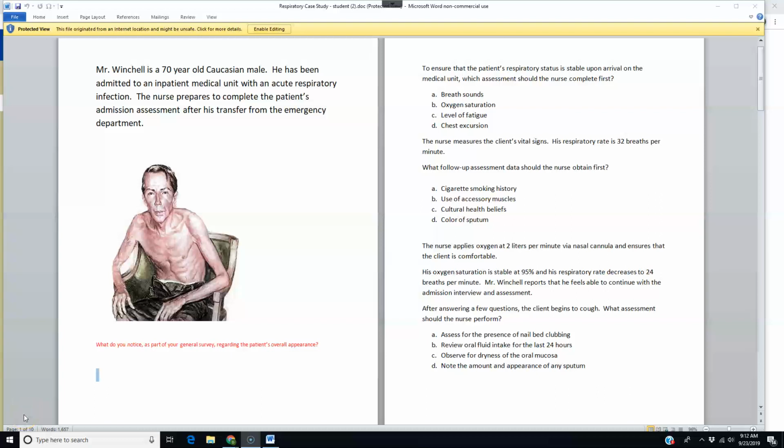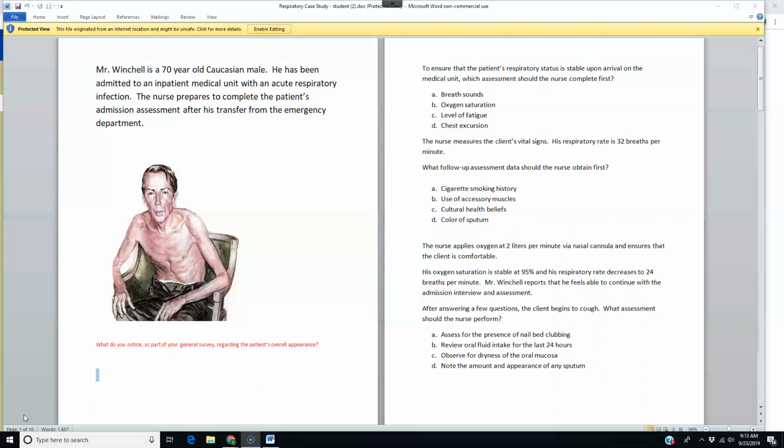Class, I have this case study in front of me, and this is also downloaded in your Canvas course under week 5. And I'm just going to take you through this so you can start to think about the things that I talked about in the previous lecture when it comes to anatomy and physiology, and now looking at some different kinds of assessments made on a patient who has a very definite respiratory problem.